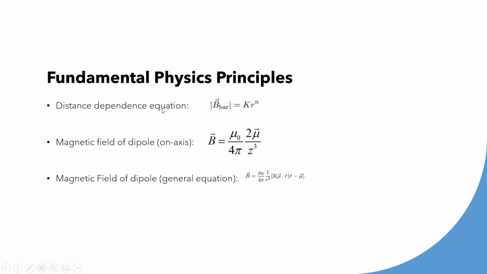The first is the distance dependence equation, which shows that the magnetic field is dependent on the distance to the object. So we use this to determine the relationship between the two, and that n value will be calculated using our data. The magnetic field of the dipole is given by this equation, which is the relationship between the magnetic moment and distance, and we will calculate the magnetic moment as well from data. And finally, the magnetic field of the dipole is given by this equation to the right, which allows us to determine the magnetic field at any point in space around the dipole.